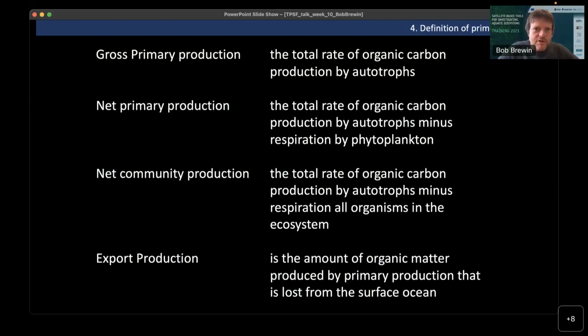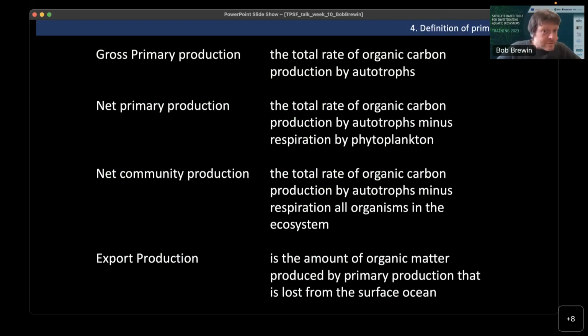Okay, so a few definitions before we move on, because there are various aspects of primary production in the ocean. The first one I'm going to talk about is gross primary production. This is often defined as the total rate of organic carbon produced by autotrophs or by phytoplankton. So it's the total amount of primary production.